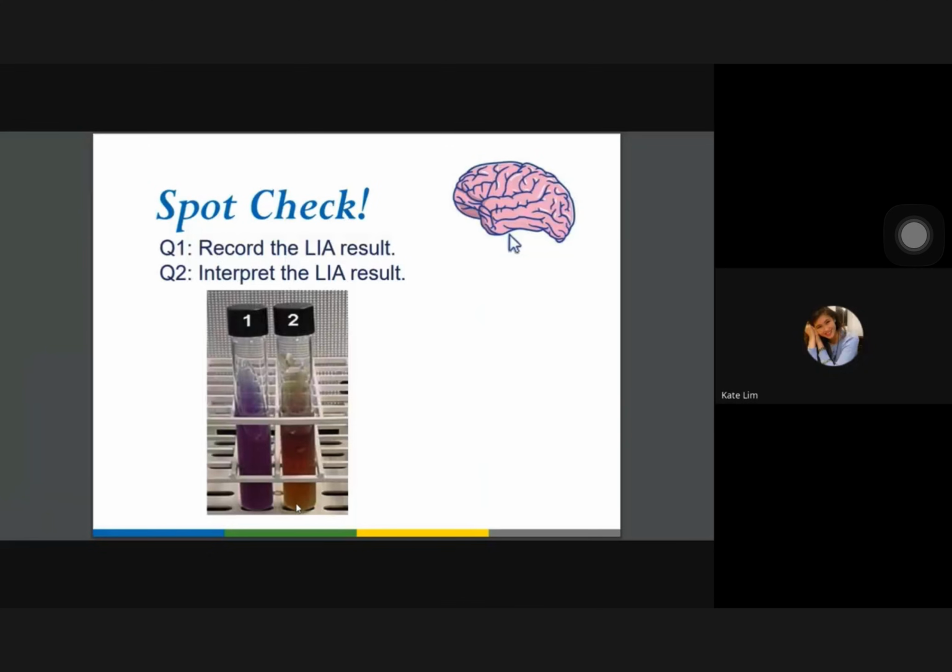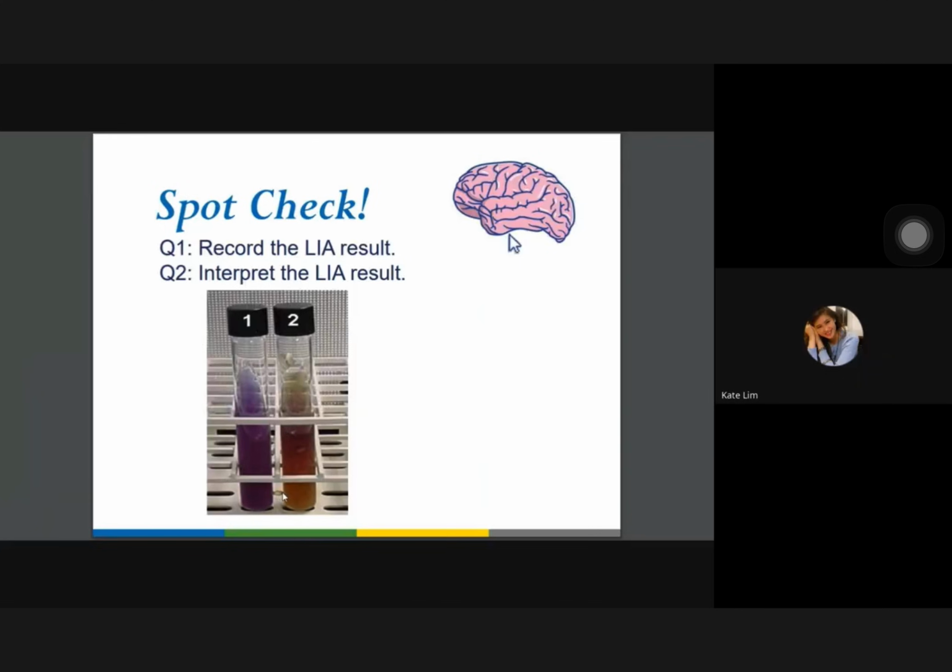For the slant, what is the positive color that would tell you that it is positive for lysine deamination? That would be red. So if it's red, then it is lysine deaminase positive. How about the butt portion? That would tell you the presence of lysine decarboxylase. But then again, what's the color of the butt? That should be purple.